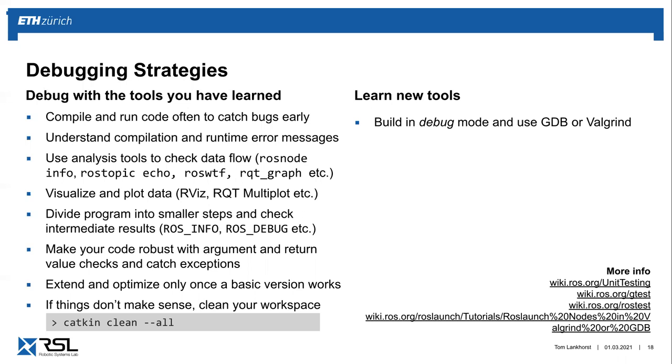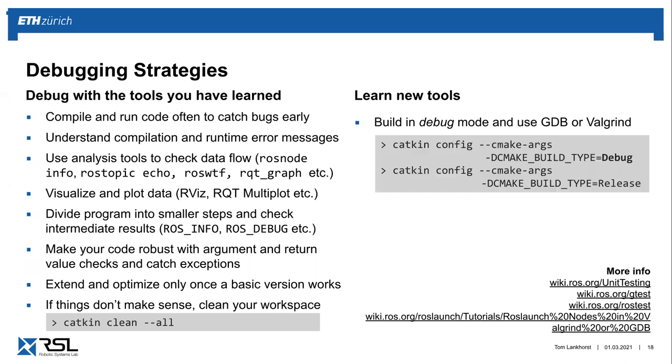These debugging tools allow you to step through your code to catch bugs. To indicate to Catkin that it should build your program in debug mode, you pass the -DCMAKE_BUILD_TYPE=Debug flag to your Catkin config. To indicate that it should build in release, you should submit the Release flag instead.